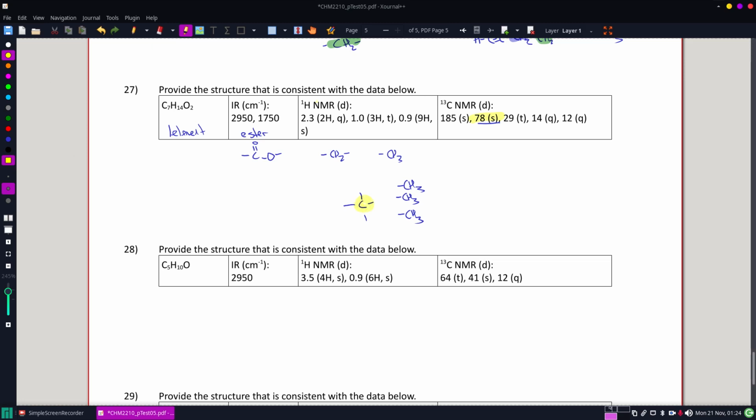Alright, so to get these 9 hydrogens that are singlets, I'm going to make all 3 of those connect to that carbon that has no hydrogens on it. Alright, now it is pretty deshielded, and it's the most deshielded there. I'm going to put it right next to that O that's part of the ester.